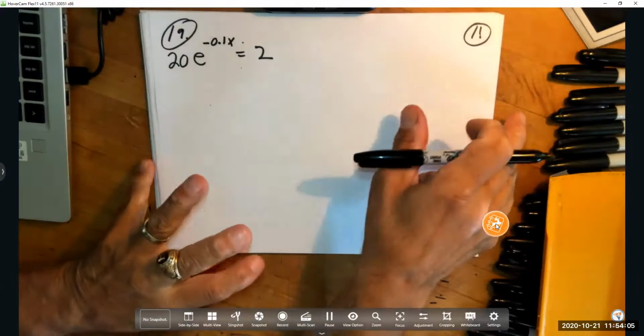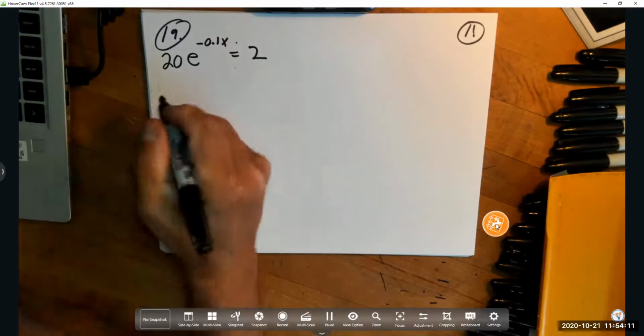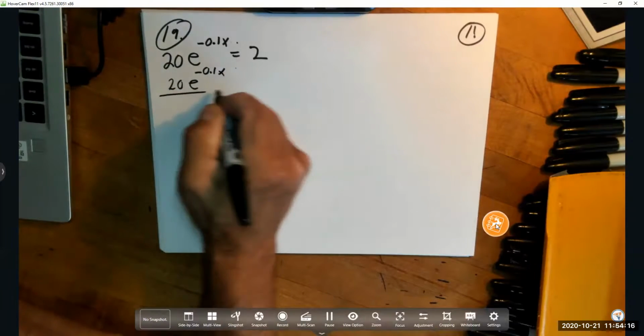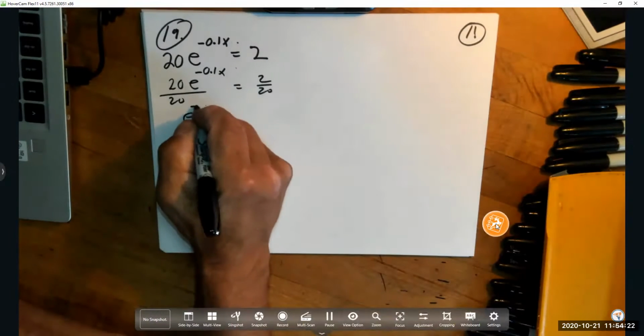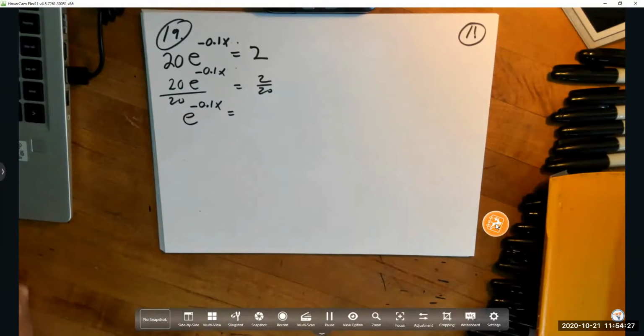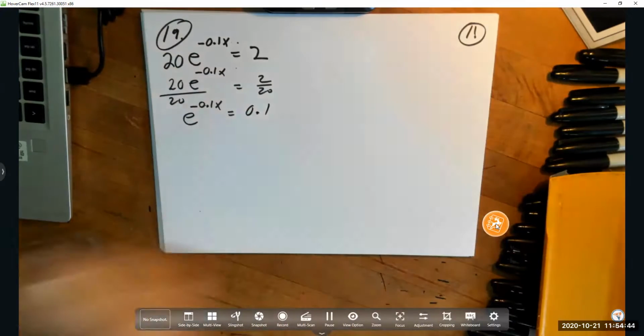All right. So now divide both sides by, you tell me. What do you think it is? 20. 20. And this one by 20, right? So e to the negative 0.1x equals, do it in calculator. What is that? 0.1. 0.1, like this? Is that okay?